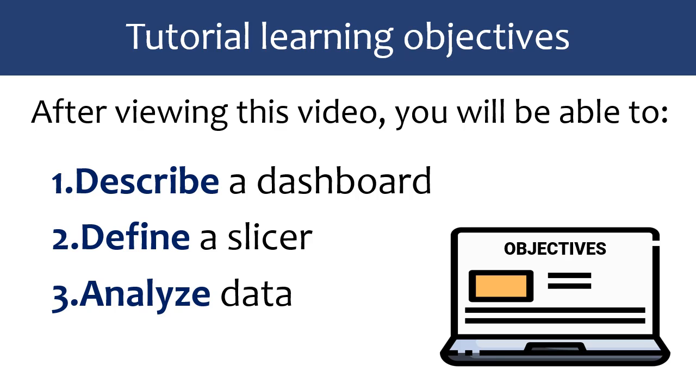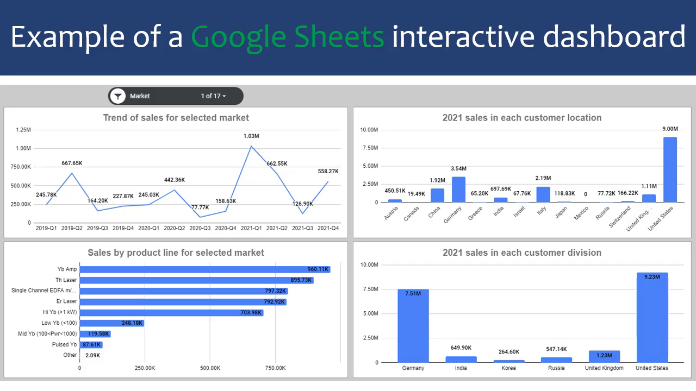After completing this tutorial, you will be able to describe a dashboard, define a slicer, and analyze data using the dashboard. Before we go any further, here's a screenshot of an interactive dashboard in Google Sheets. The dashboard is interactive because we can select the market and see the trend of sales revenue associated with that selection. We can also select the market and see the sales revenue associated with each product line for that selection.